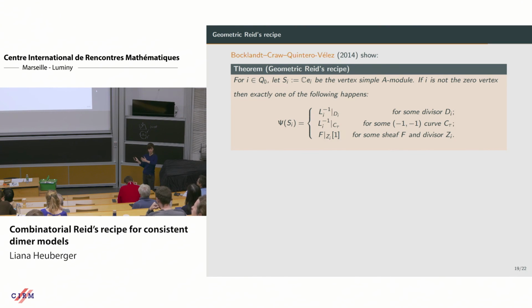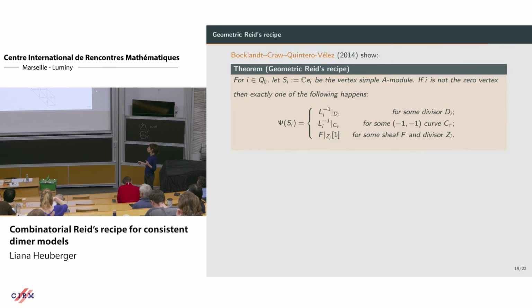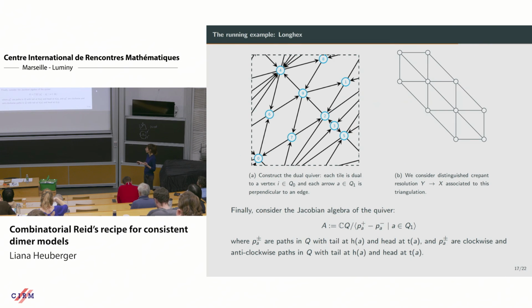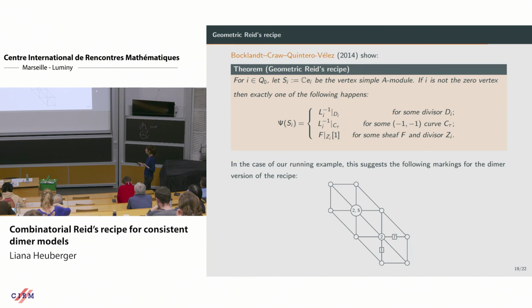So using this is what gets marked in our example. Using this, you can deduce that this toric divisor should be marked with 2 and 5, where 2 and 5 are the line bundles corresponding to the 2 and 5 vertices of that quiver. This is marked only with 2, this is marked with 7, and this is marked with 1.